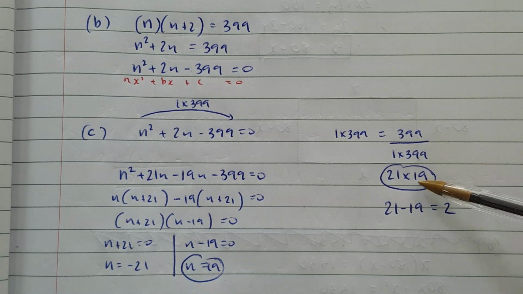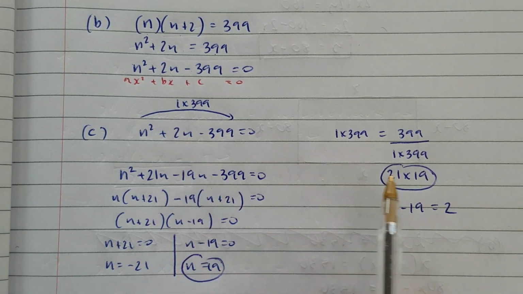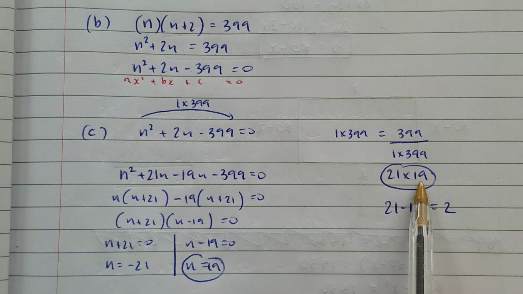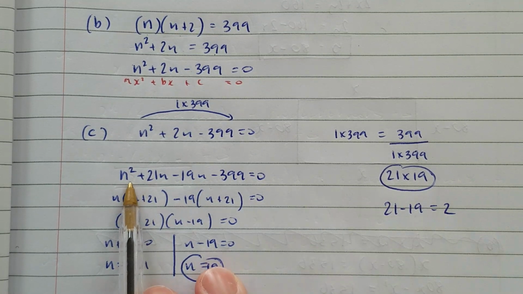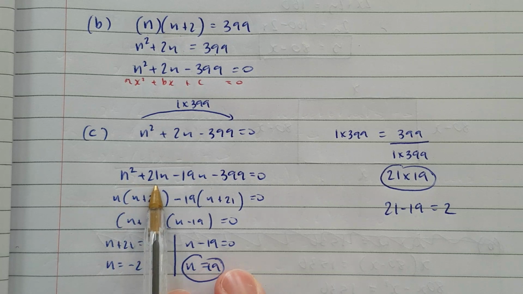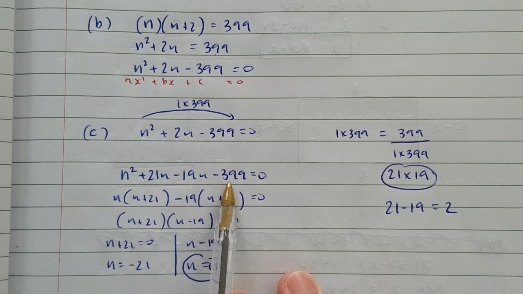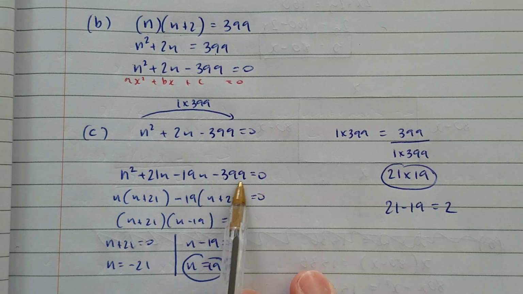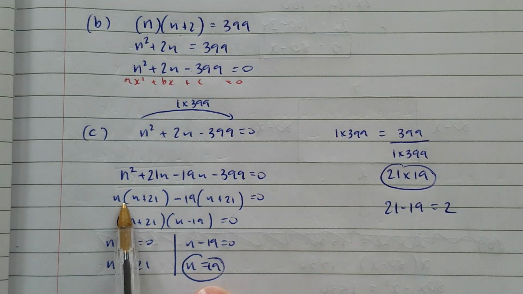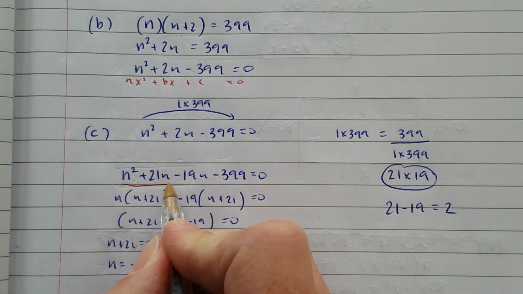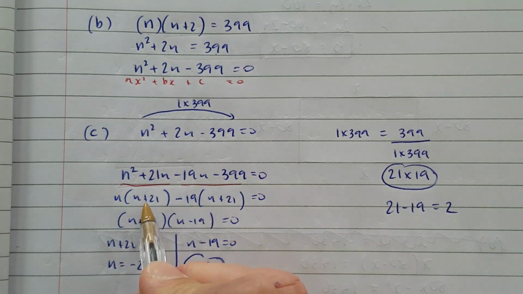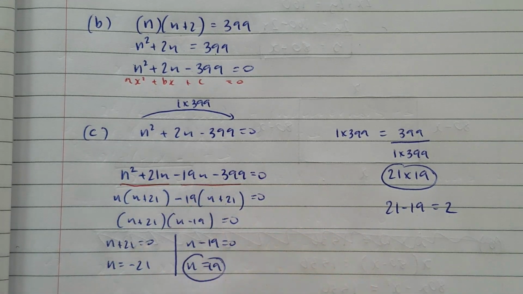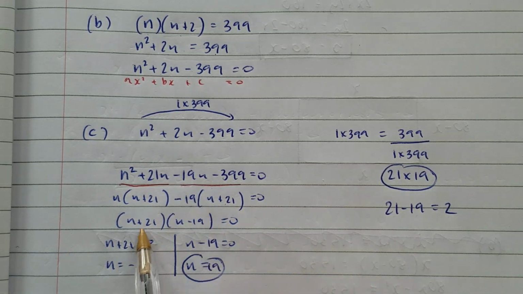But I did find factors that differed by 2, 21 and 19. And I know that 21 minus 19 will give 2. So I rewrote this as n squared plus 21n minus 19n minus 399 equals 0. Factorize the first two terms. Common factor is n. Second two terms here, common factor is minus 19, which gives me the same common bracket, n plus 21, n plus 21. So I factorized with the n plus 21 and got my two solutions.